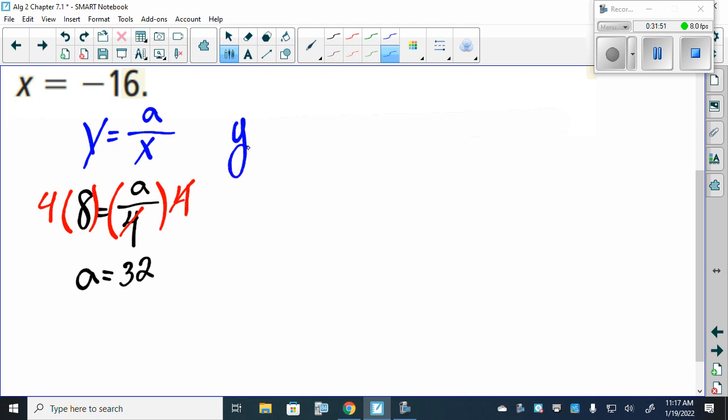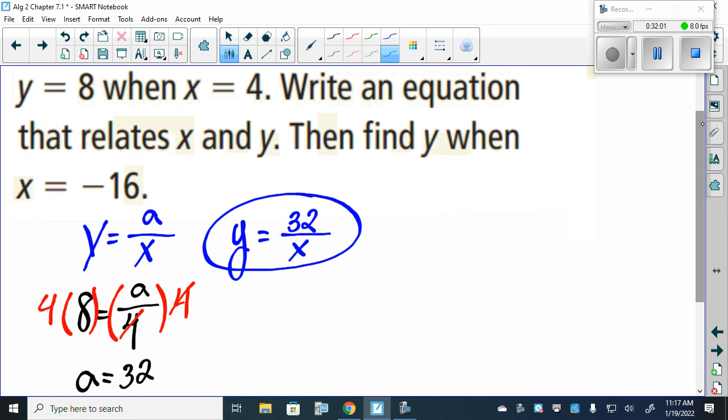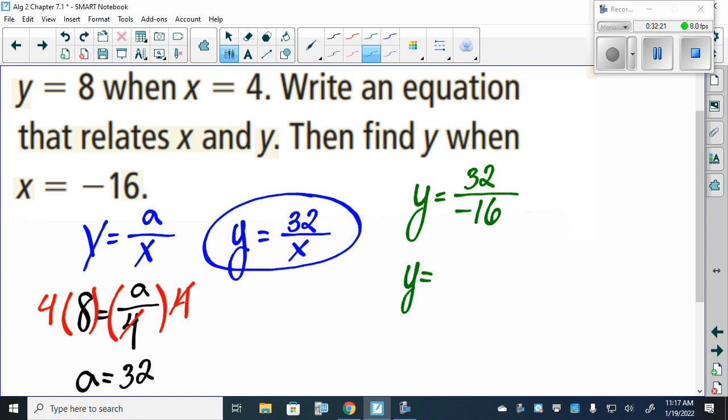So our equation is y is equal to 32 over x. So that's the first part of this here. The second part would be taking this here and doing what? Plugging in negative 16 for x to find the value of y. Well, 32 divided by negative 16 would be negative 2. So y equals negative 2 would be the second half of our answer.